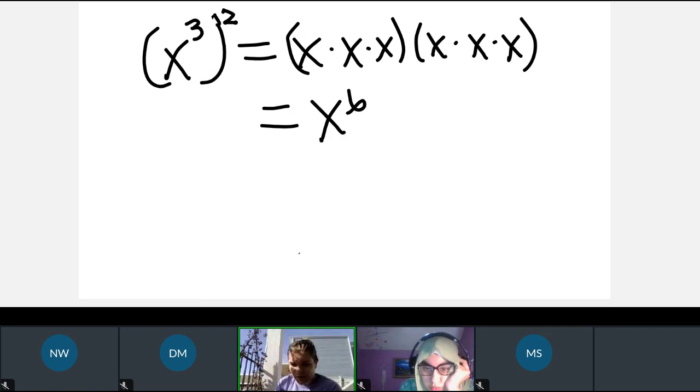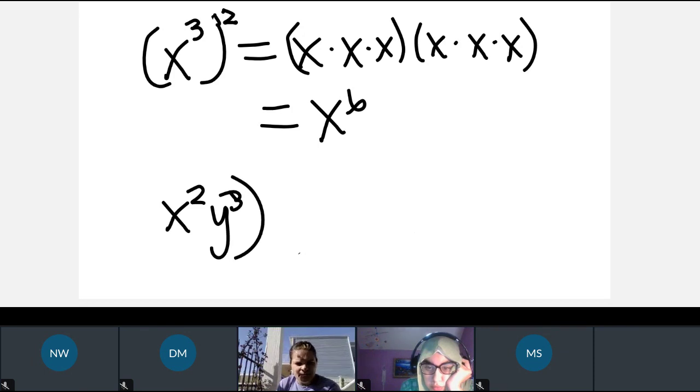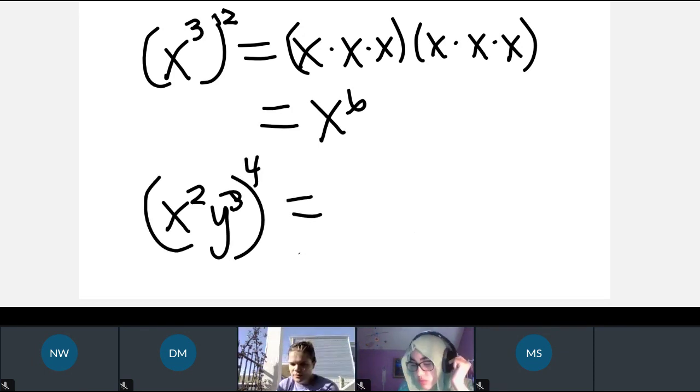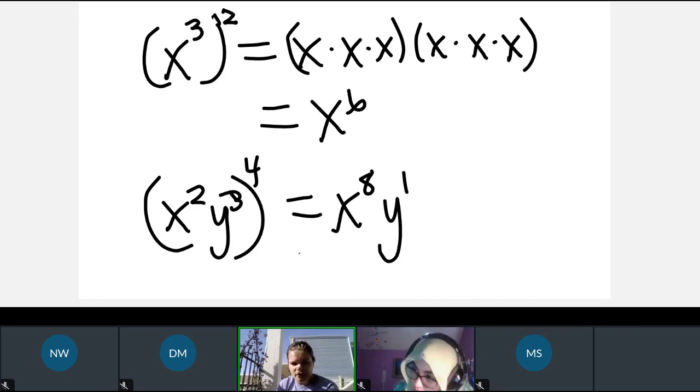So when you have an exponent and it's raised to another exponent, I'm sorry, you multiply the exponents. So what if I had x squared y to the 3rd raised to the 4th? So I'm going to have x, and then I do 2 times 4, which is 8, and 3 times 4 for y, which is 12.